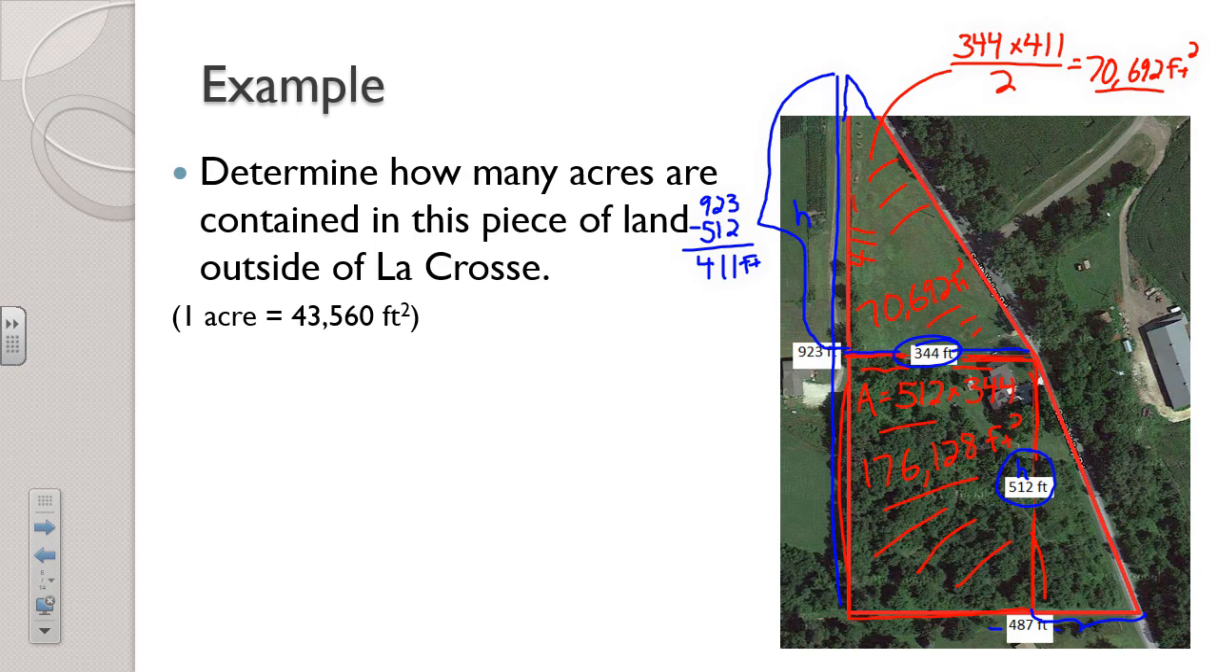So 487 minus 344, that'll leave us with the width of this triangle in the bottom, which is about 143 feet. So then we can find the area of this triangle down here by taking our base of 143 times our height of 512 and dividing that by 2. And that gives us an area down here of 36,608 square feet.